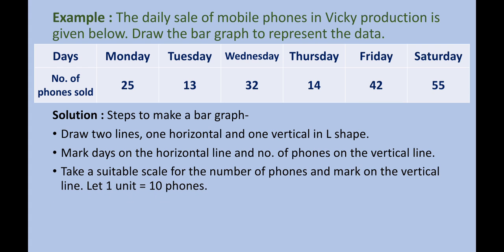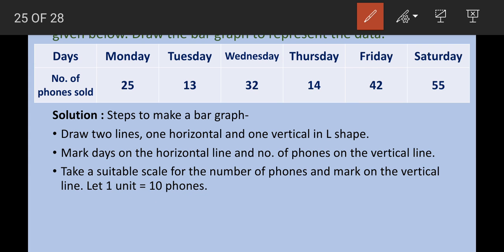Next thing is we have to select a unit, take a suitable scale for the number of phones and mark on the vertical line, okay. As we are taking number of phones on the vertical line, we have to mark the unit. 1 unit equal to, I have taken 10 phones, okay. 1 unit represents 10 phones in the y-axis.